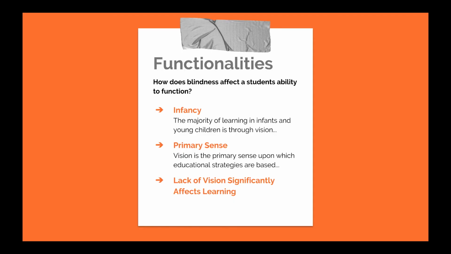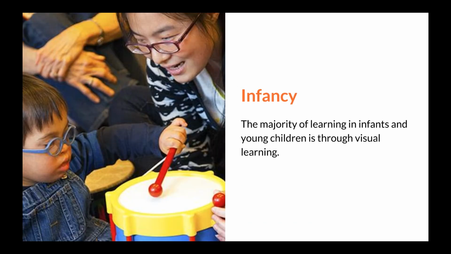Some of the functionalities: how does blindness affect a student's ability to function? In infancy, the majority of learning in infants and young children is through vision. Vision is the primary sense upon which educational strategies are based, and the lack of vision significantly affects learning. Soon after the birth of an infant who is visually impaired, families may become aware that their child does not respond to them in the same ways as an infant who is sighted. In order to ensure a healthy bonding process and emotional growth, early intervention is essential for both the child and the family.